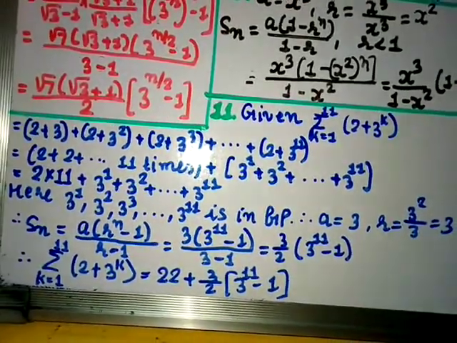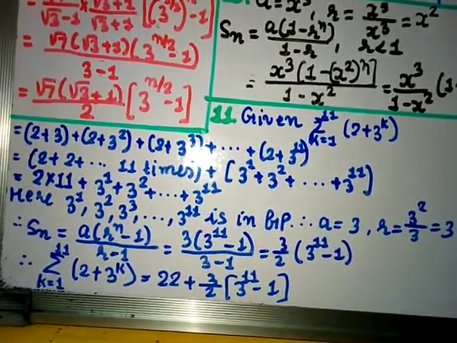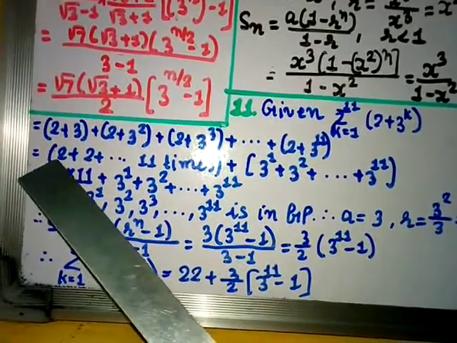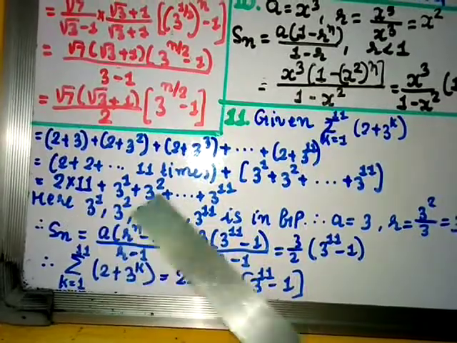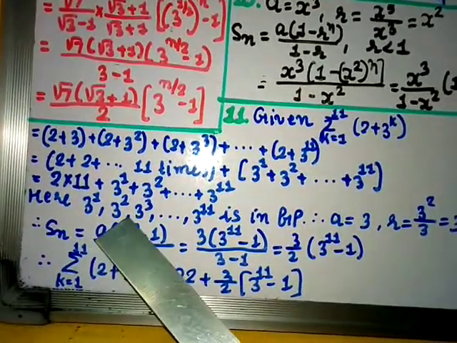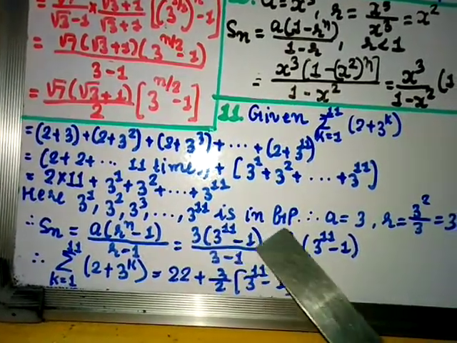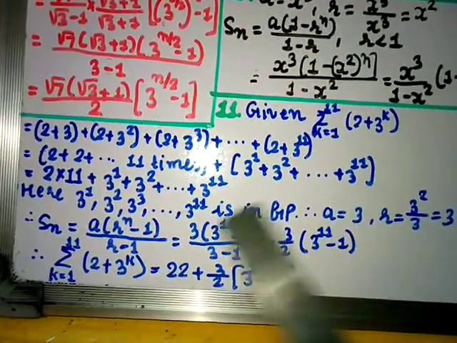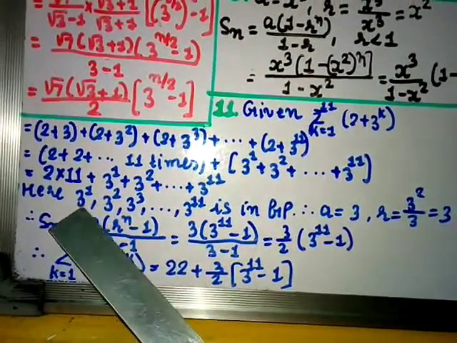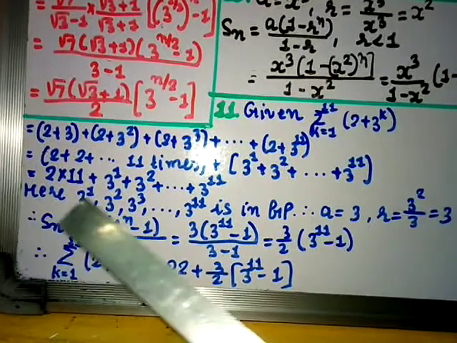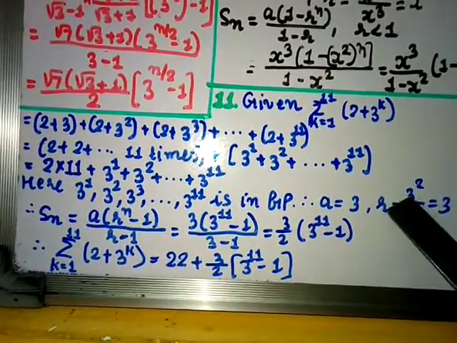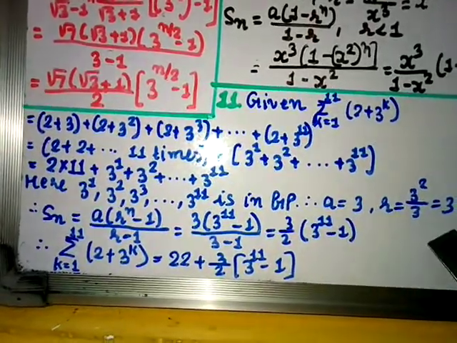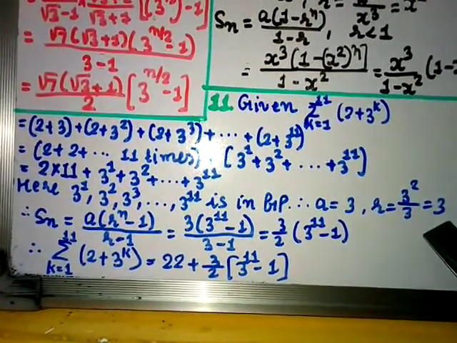Okay, why? Because it has got the common ratio, right? Now the first one is 2 into 11, since it is 11 times, plus this, I am just writing it as it is. Here 3 power 1, 3 power 2, 3 power 3 up to 3 power 11 is in GP because here the first term a equals 3 and the common ratio, because all the ratios are same, so r equals 3 power 2 by 3. Okay, 3 power 2 by 3 gives you 3. So the first term is 3 and the ratio is 3.